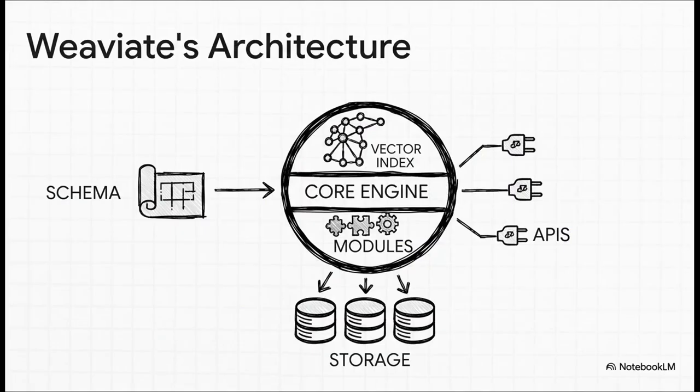So if we take a peek at Weaviate's architecture, you can see how it's all built for this AI-first world. You define your data with a schema, and you plug in your apps through APIs.